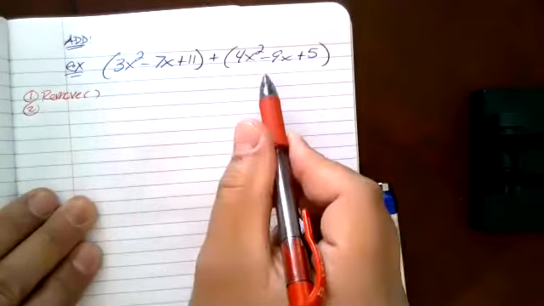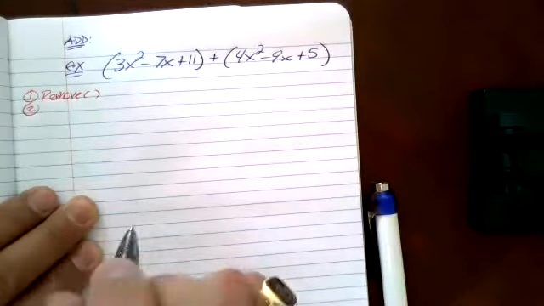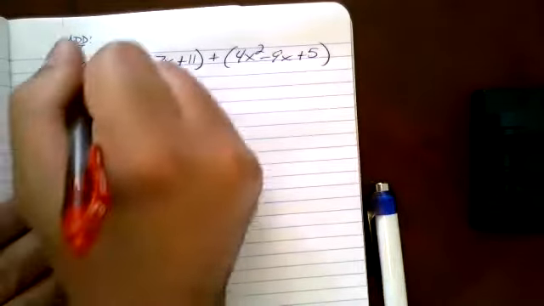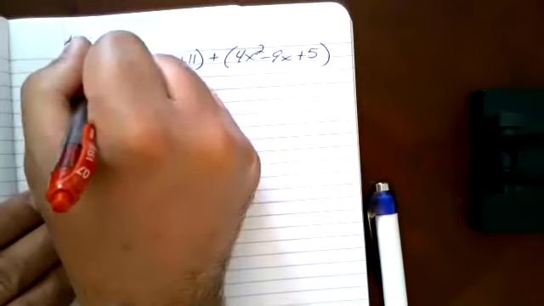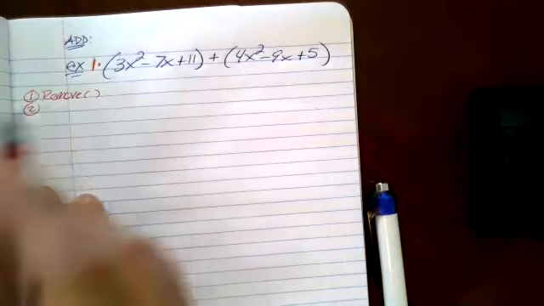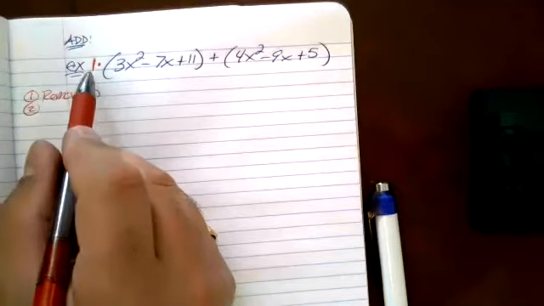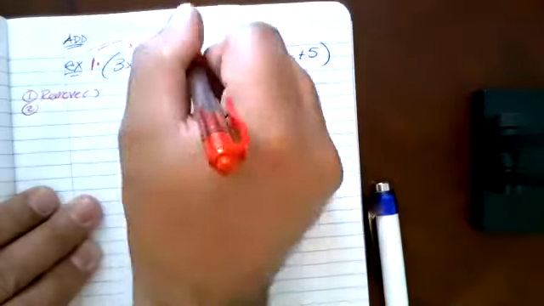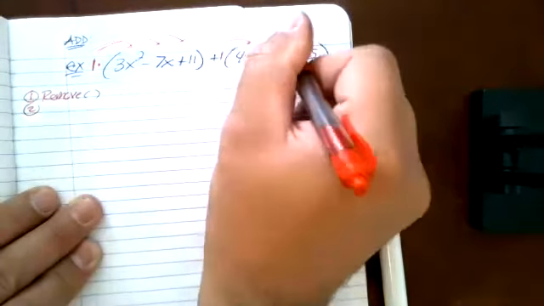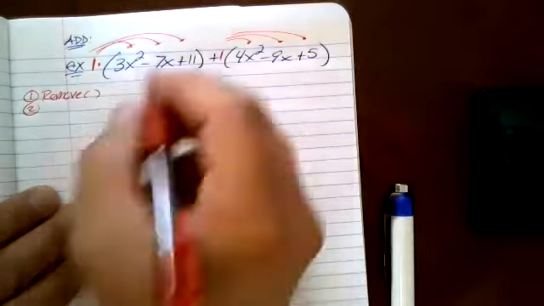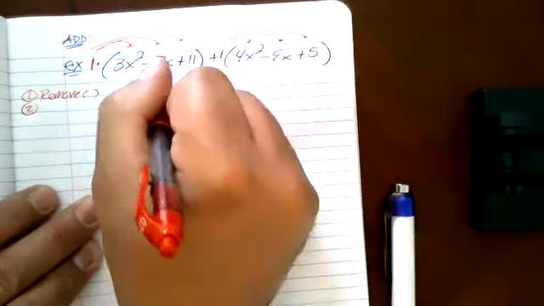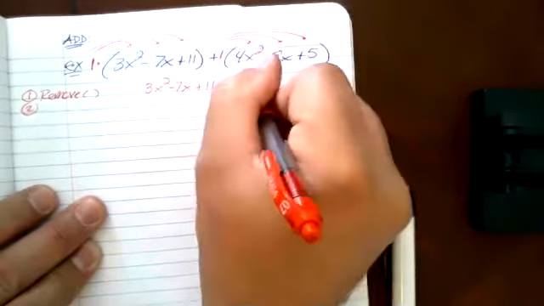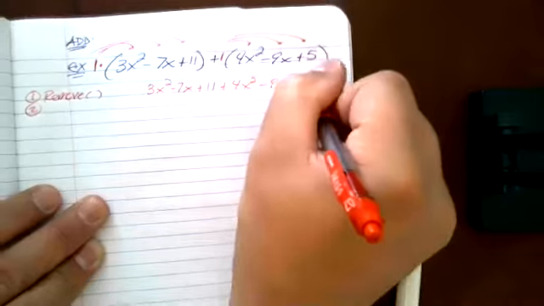And I want to get rid of these parentheses. And the only way to remove parentheses mathematically is by multiplication. You take what's on the outside and you multiply it to what's on the inside. So in this case, we could assume there's a 1 on the outside, right? 1 times anything is itself. So you're really just multiplying a 1. So you'd be left with 3x squared minus 7x plus 11 plus 4x squared minus 9x plus 5.